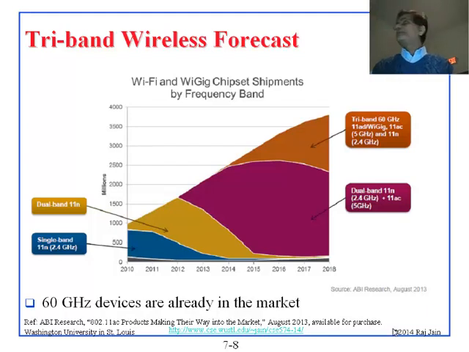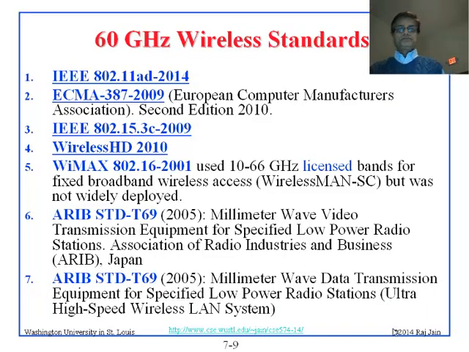Okay, but this is a prediction. And as I said, the devices are already in the market. So, standards. There is 11AD. There is ECMA 387. ECMA is the European Computer Manufacturers Association. They actually started much earlier, 2009 first edition, 2010 second edition. Around the same time, IEEE started 15.3C, and then wireless HD came from the television people.